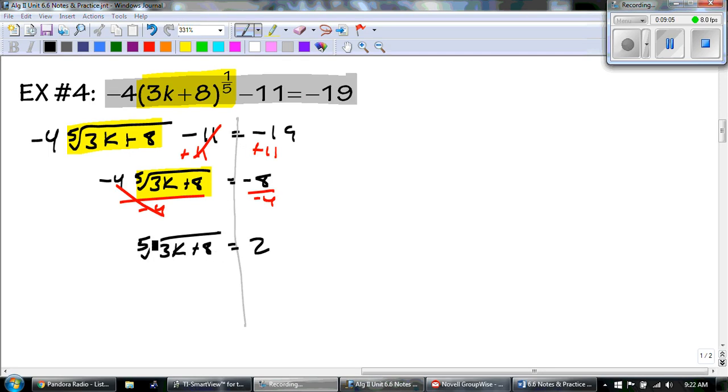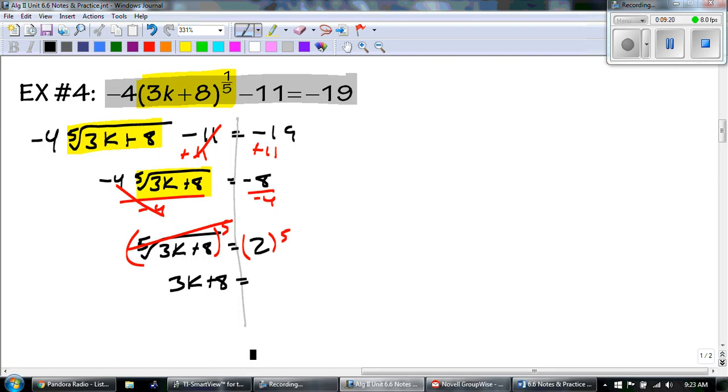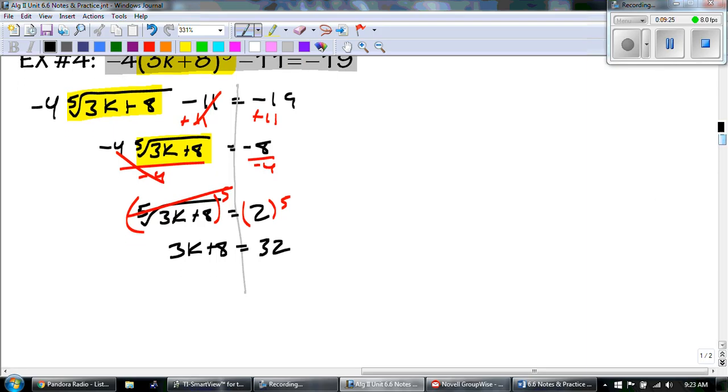Okay, so we got the 5th root of 3k plus 8 equaling 2. So this is where we're gonna take everything to the 5th power. And we get 3k plus 8 equals, and 2 to the 5th power, using your sheet, is 32. Okay? And then we just keep solving. We subtract 8 from both sides to get 3k equals 24. And then we divide by 3. And we get that k equals 8.